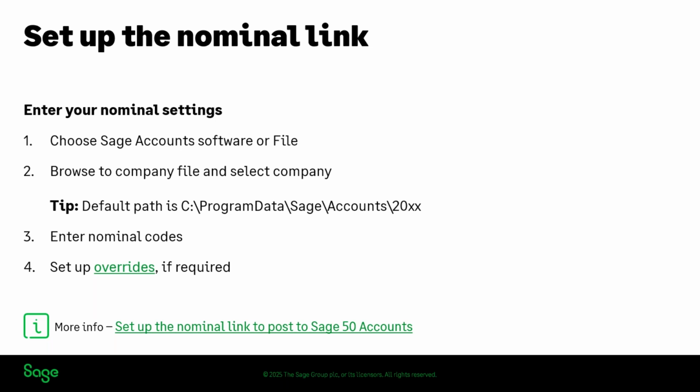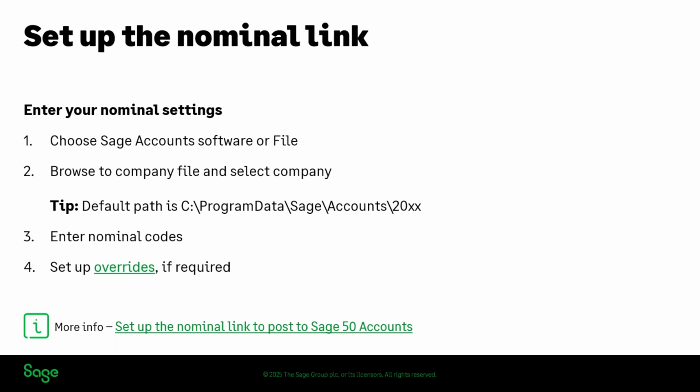So we're going to do all this from the nominal settings in Sage 50 Payroll. The first step is to choose our posting destination, which would either be Sage Accounts, or you have that file option if you're not physically posting into an accounts package and you just want to run a report. Our second step will be browsing to the company file used by Sage 50 Payroll and selecting which company we're going to post the information to. And the default path to that company file is shown there on the slide.